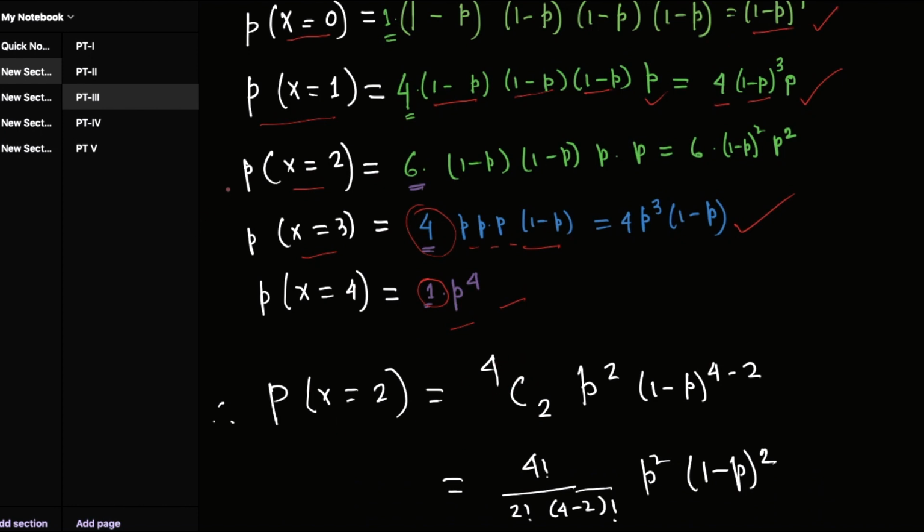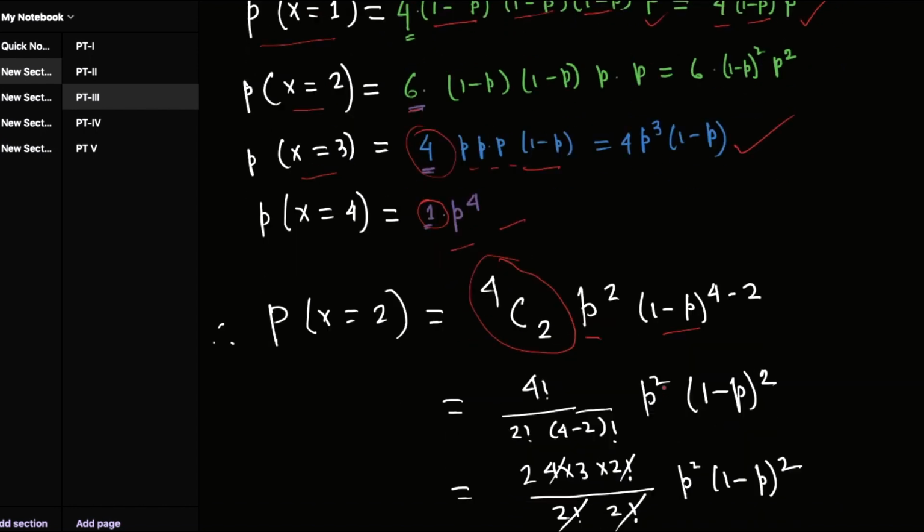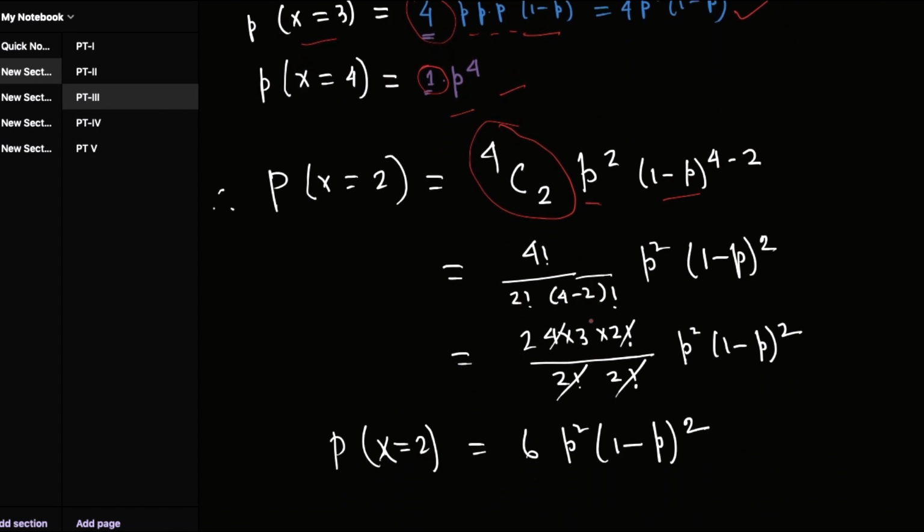For x equals 2, that is 6, and it can be written in a compact way: 4 choose 2. That means 2 quantities can be chosen out of 4. That is 4C2 P to the power 2, and this is written. And this is basically the same thing.